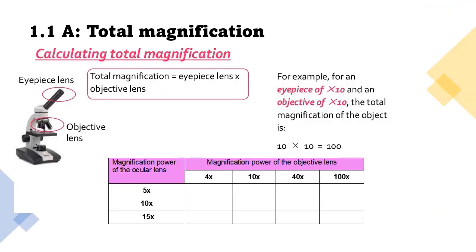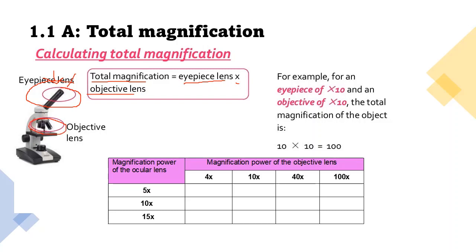A. Calculating actual magnification of a light microscope. They are given the formula here. Total magnification is equal to the eyepiece length, or known as the ocular length, times the objective length. Where is the eyepiece or ocular lens? The eyepiece or ocular lens is located right here. The objective lens is here.